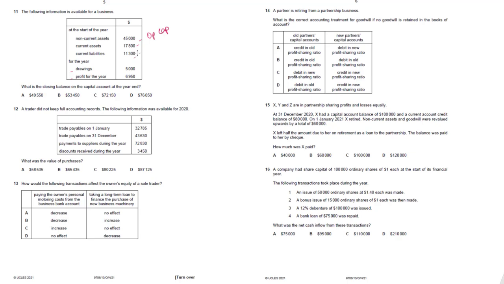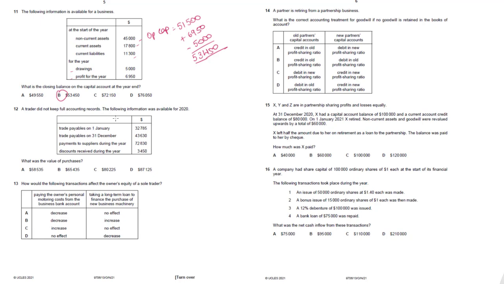So let's calculate that. 51,500. To this we will add the profit 6,950 and subtract the drawings 5,000. So 53,250. But our option is not here. Let me double check the calculations. Okay, this is 51,500. So yeah, 53,450. So 11B.